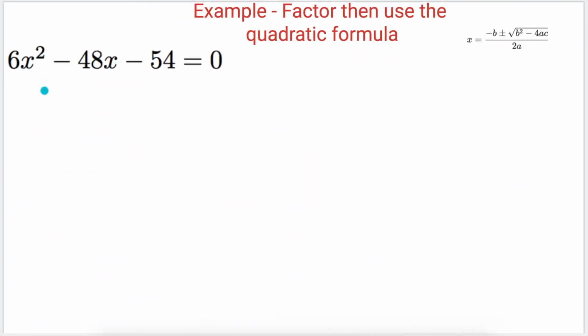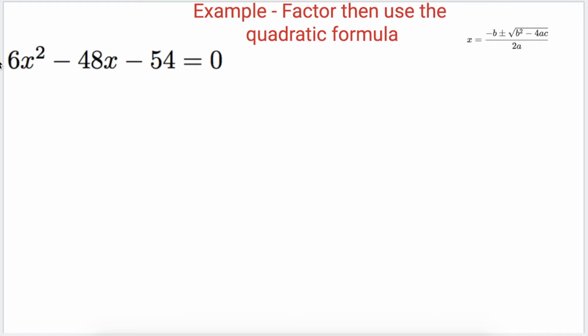In the second example, we're going to look at factoring and then using the quadratic formula. If you have a quadratic expression that's kind of complicated, it might be easier to look for a common factor to make it simpler and then use the quadratic formula. So let's see how this is going to work out in this particular example.